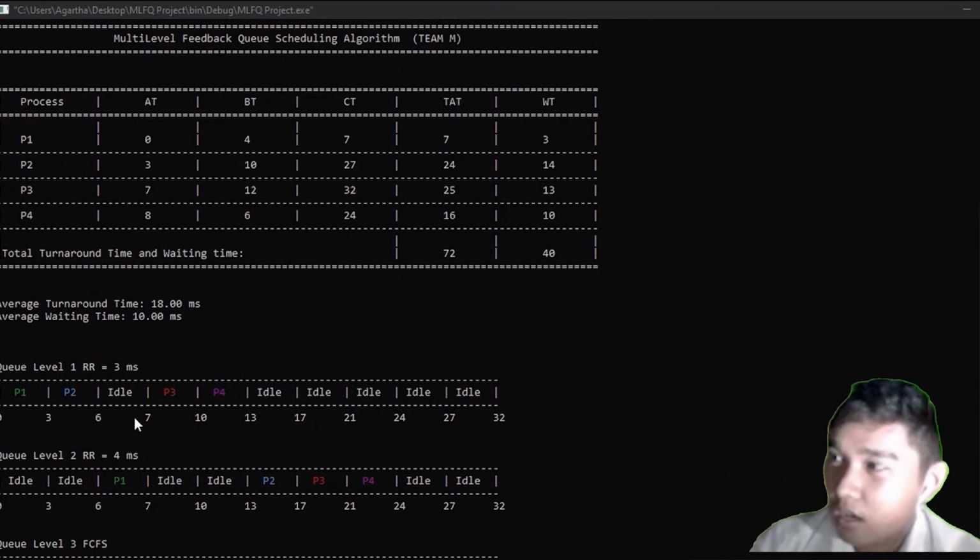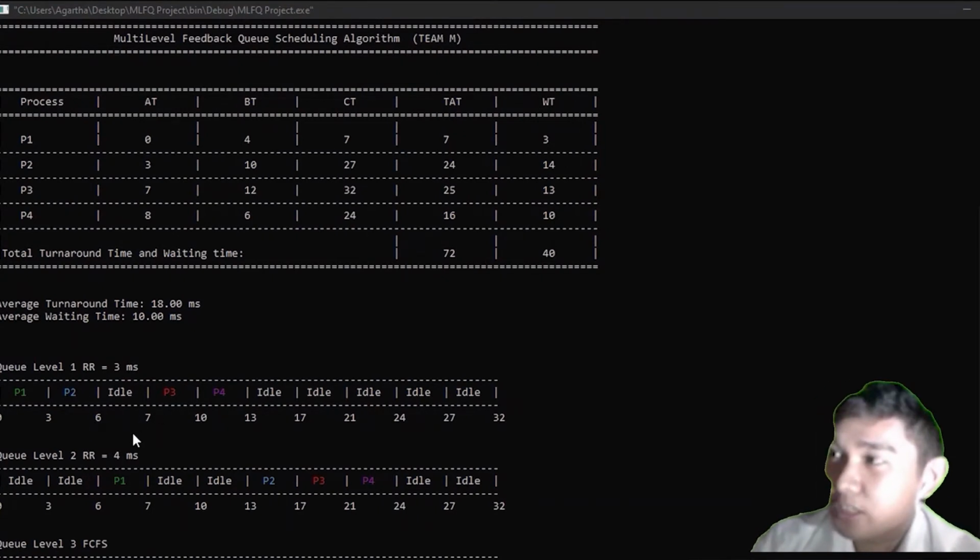So P1 shifted to queue level 2, and at time 3, P2 was executed since P2 has an arrival time of 3 and ended at 6, because P2 has a burst time of 10. 10 minus 3 is equal to 7, so P2 has a remaining 7 milliseconds burst time.